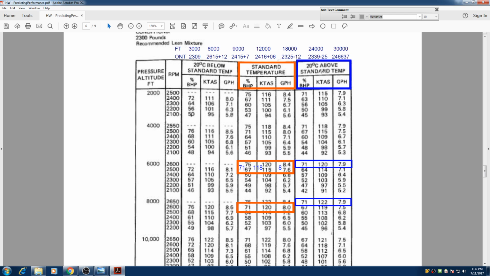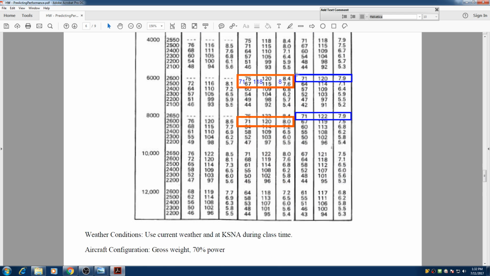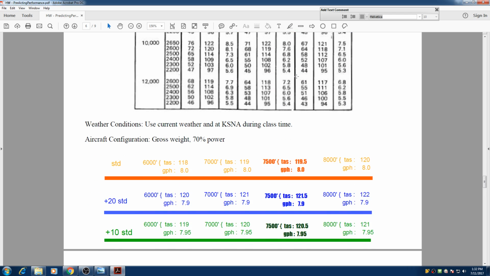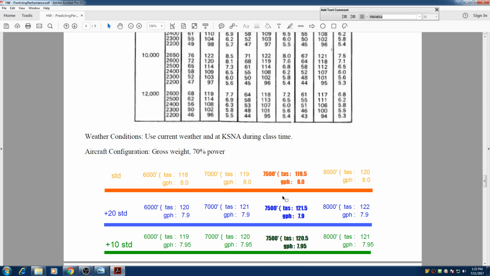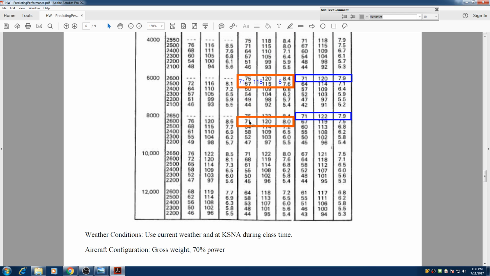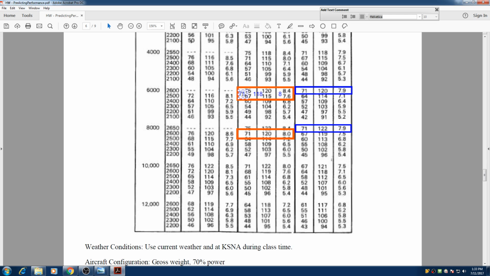So not standard, not 20 above, but between them. For the sake of easiness, I'm going to write those numbers right here. I'm going to write the standard numbers right here. We are interested in true airspeed and gallons per hour, so I'm going to copy these numbers from this chart and bring them here. We're only interested in 70% of power, not 58 or 75 or 47. These are the power settings, and we have been told to calculate 70%. Here we didn't have exactly 70%, so we interpolated between these two numbers to create the 70%. Between these two numbers is 118, and between these two is 8 gallons. These are the values for 70%.